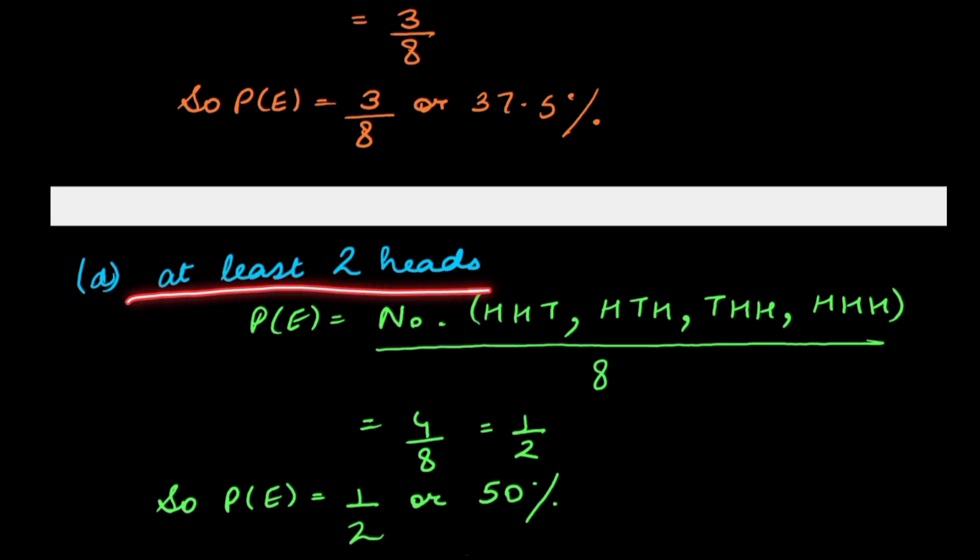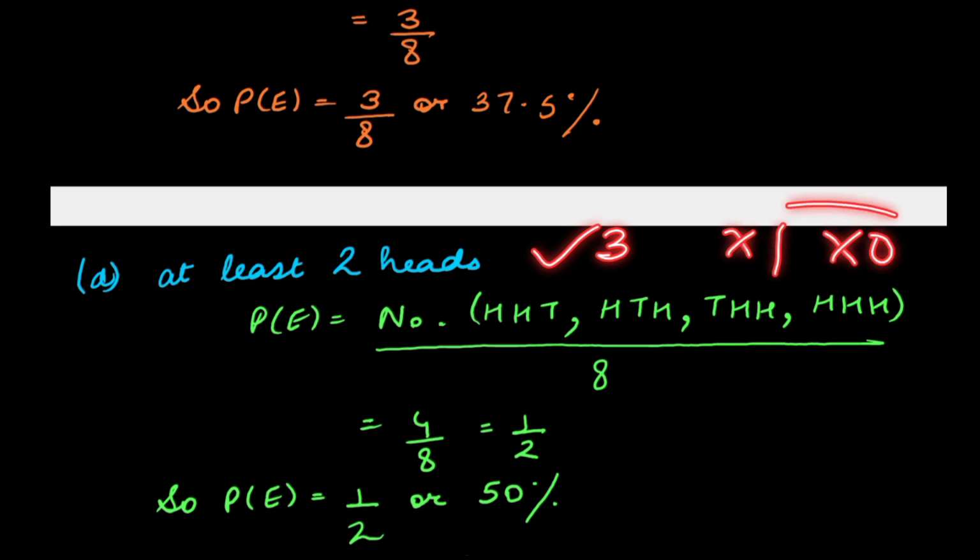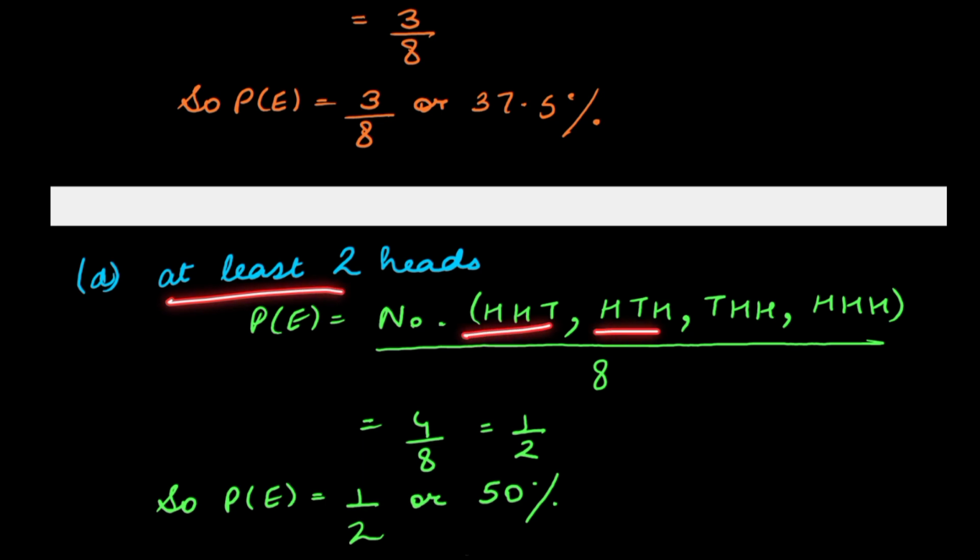At least 2 heads. At least means at least 2 heads. It can be more than 2 heads, but it cannot be less than 2 heads. That is, it can have 3 heads, but it cannot have 1 head or 0 head. So how many outcomes are there? There are 4 such outcomes: HHT, HTH, THH and HHH.